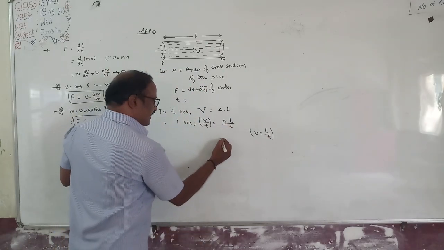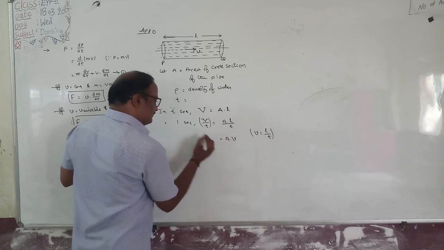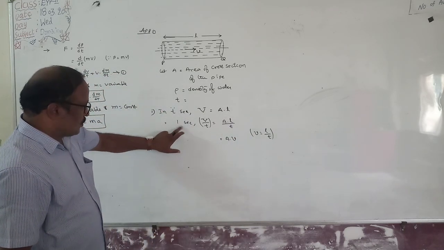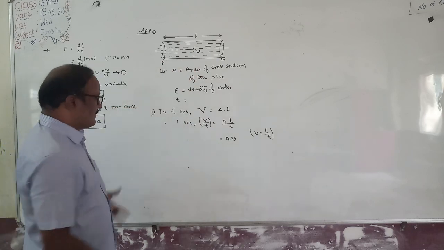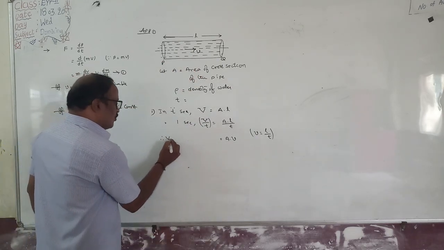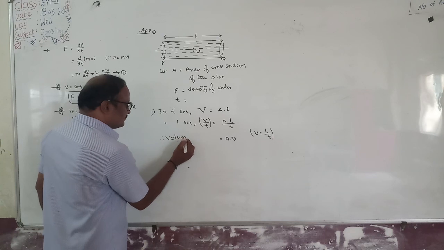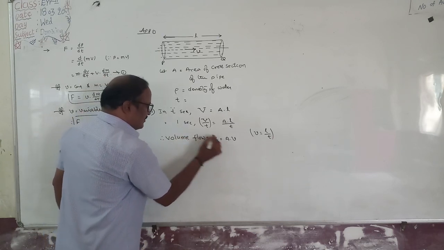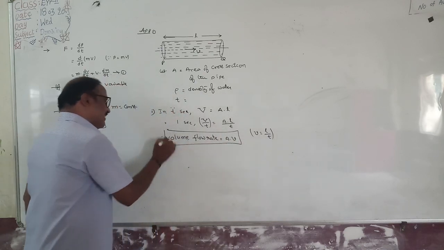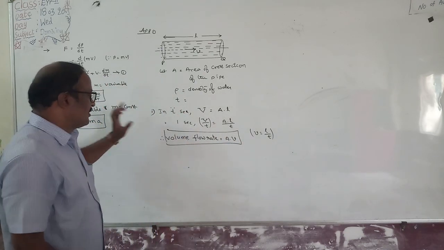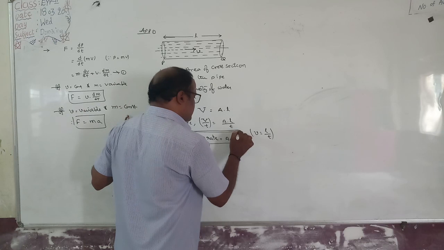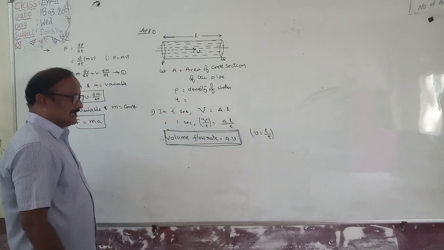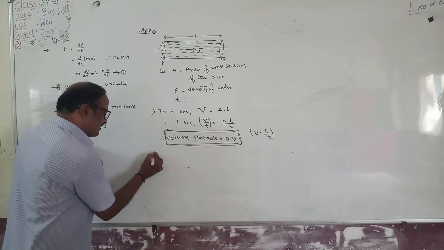Therefore, L by T can be written as A into small v. Here, in a time of 1 second, the volume of the water flowing through the pipe is also called volume flow rate. So, volume flow rate is equal to A into v. Keep this formula in mind. The product of area of cross section and velocity is the volume flow rate. Next, the second one.